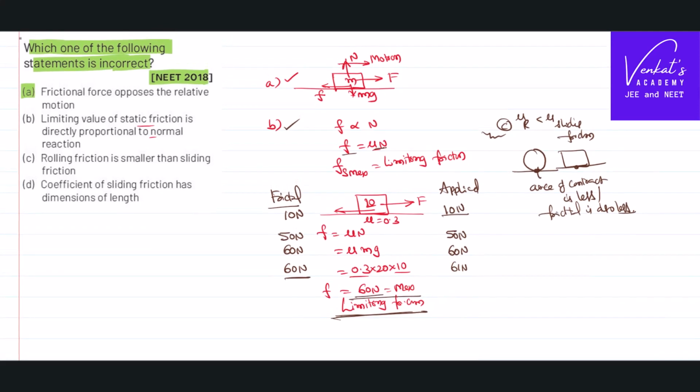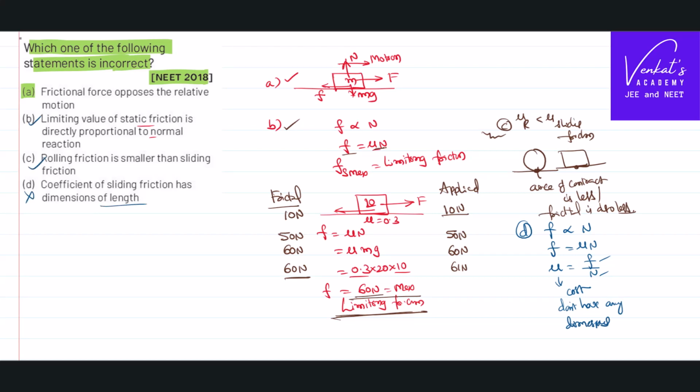Coefficient of sliding friction, the last one. Coefficient of sliding friction has dimensions of length. This is wrong actually. Any frictional force is directly proportional to normal reaction. So frictional force equals mu into normal reaction. So coefficient of friction is frictional force by normal reaction. This is also a force, this is also a force, so both of them cancel. Mu is a constant that doesn't have any dimensions. So having dimensions of length for the coefficient of friction is the wrong statement.